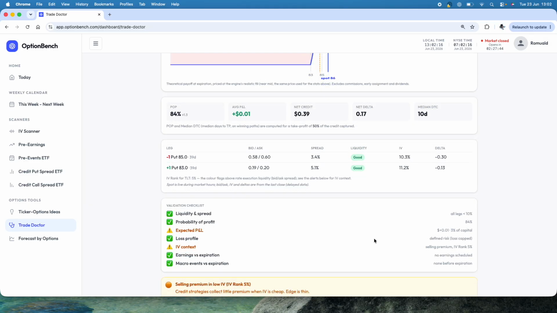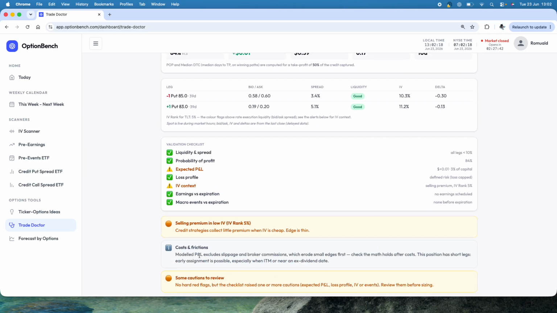And there's one more line in gray here, costs and frictions. The modeled profit and loss excludes slippage and broker commissions. Those eat small edges first. The 1 cent expected edge doesn't survive contact with real fills. After costs, you're taking genuine tail risk from an expected outcome of essentially zero.